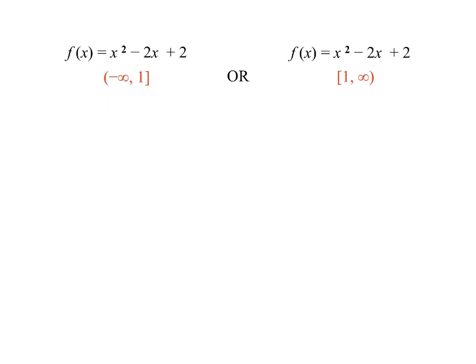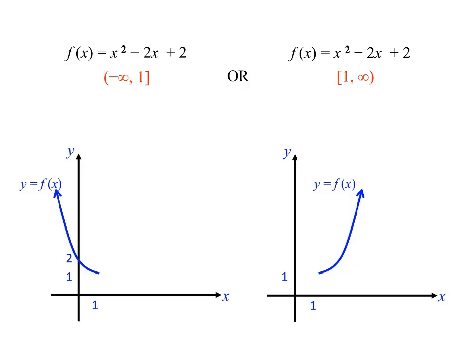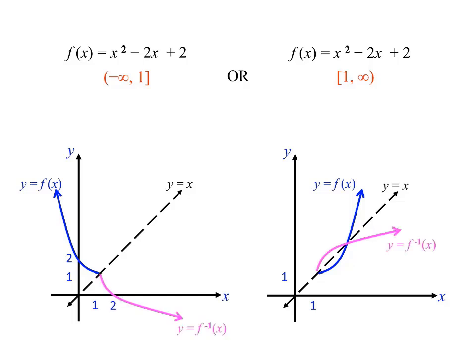Now, we are going to sketch the quadratic function separately using two different restricted domains. These are how the functions should look like. Two quadratic functions with two separated domains. Before sketching the inverse functions, we have to sketch the line y equals x first. Lastly, we sketch the inverse function by reflecting f(x) on the line y equals x.